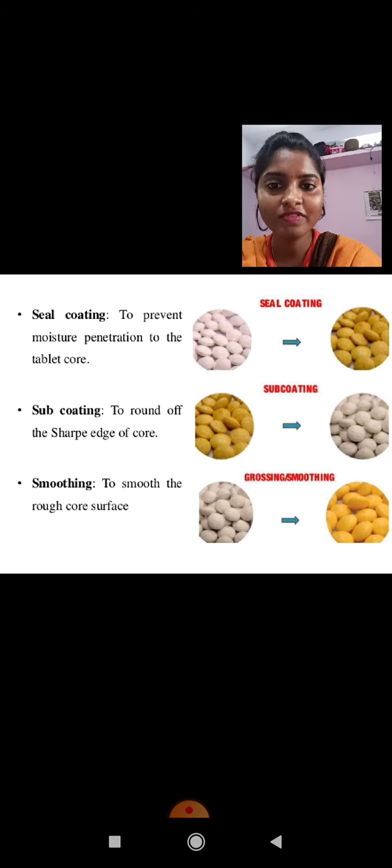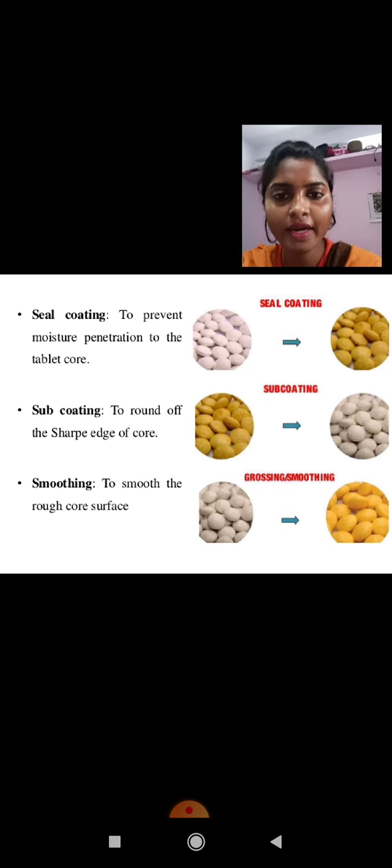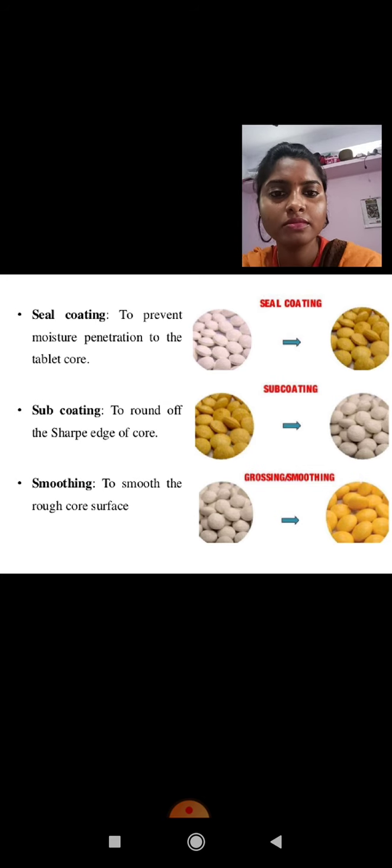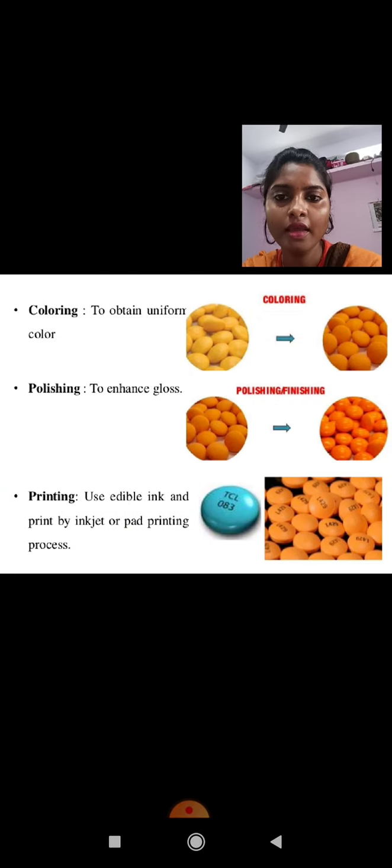After the sealing, we do subcoating, to round off the shape of the edge of the core. To get the rounded edges, we make the tablets round. Next is smoothing. To smooth the rough surfaces, we go for the smoothing. And coloring. Coloring is nothing but to obtain the uniform color.